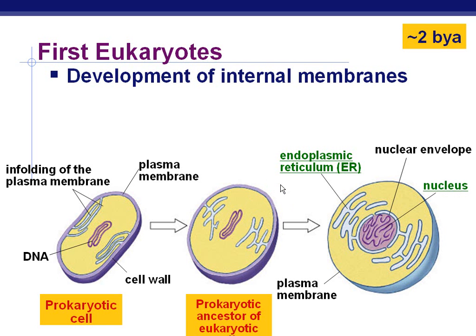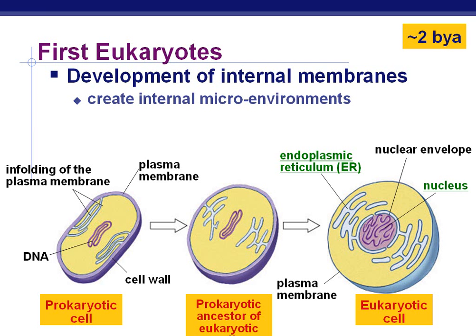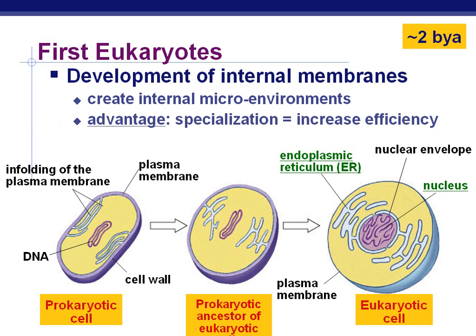So during the development of the membranes here, we are creating an internal microenvironment, and the advantage is specialization or increasing efficiency, which can allow for natural selection because they may be better at doing their jobs than other cells that don't have these internal membranes. And this all occurred somewhere around 2 billion years ago.